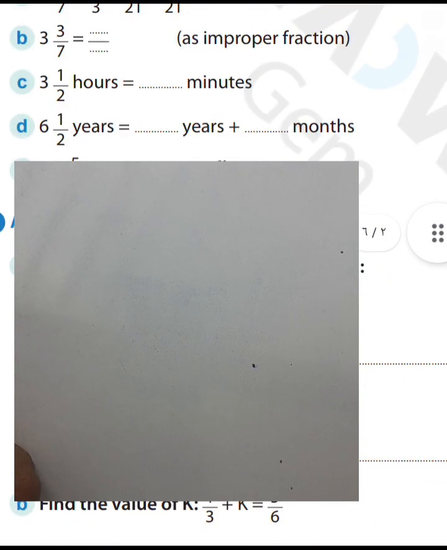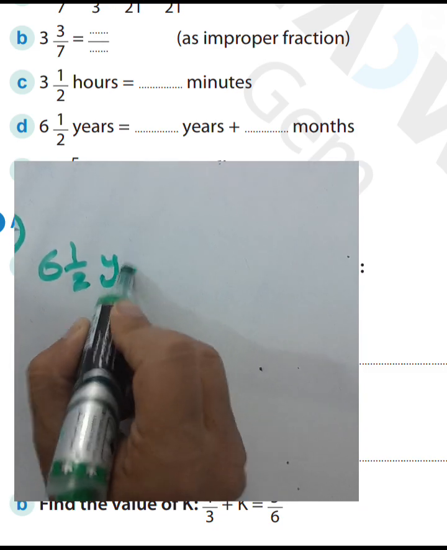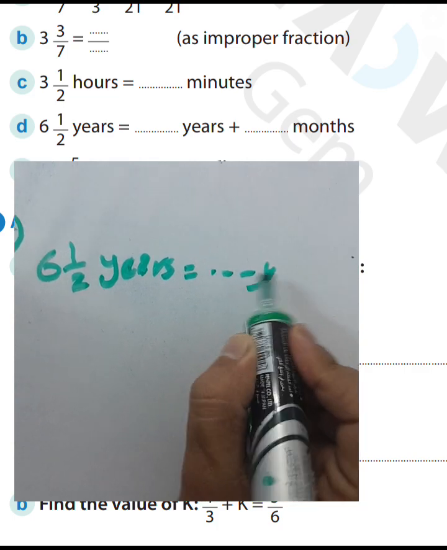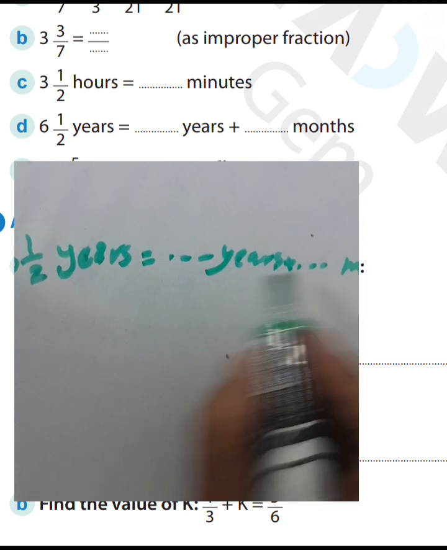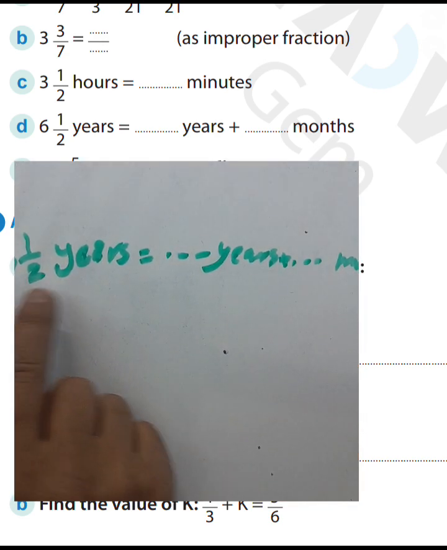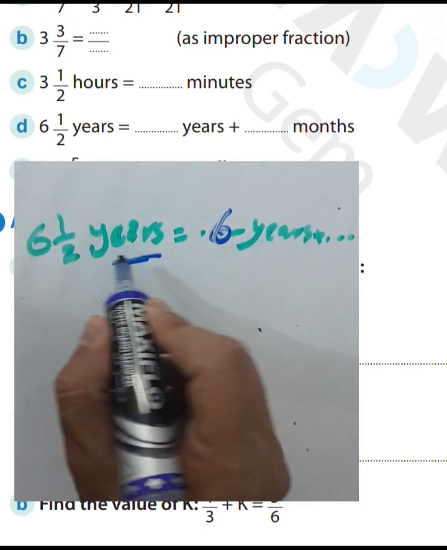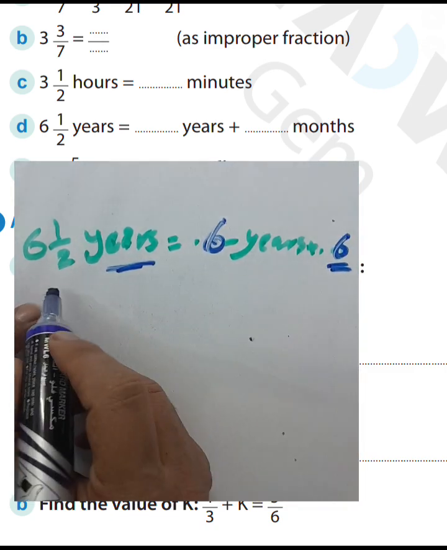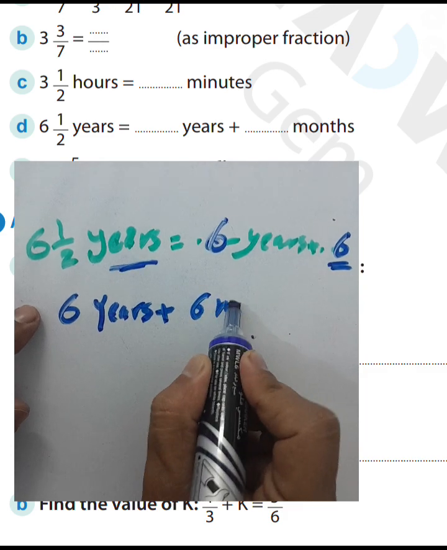Next question, letter D. 6.5 years equals how many years plus months. We have 6.5 years, it will be 6 years, and half of a year. We know 1 year equals 12 months. Half of 12 will be 6. Then the result will be 6 years plus 6 months.